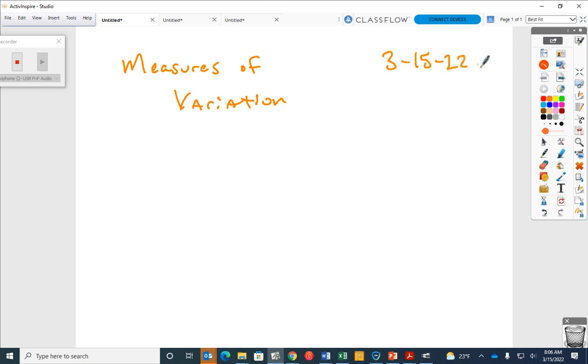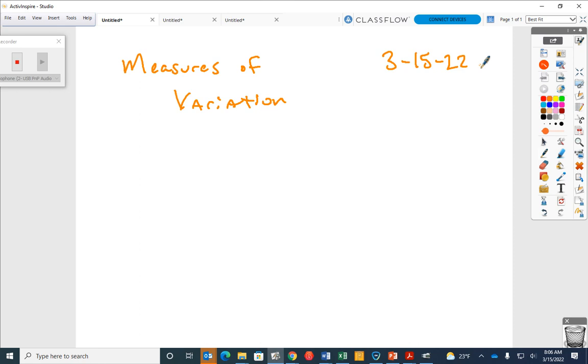So to start with, the blank is a distance between the greatest and least numbers in a data set. Anybody have a guess for that? That is the range. The range is the distance between the greatest and least numbers in a data set.